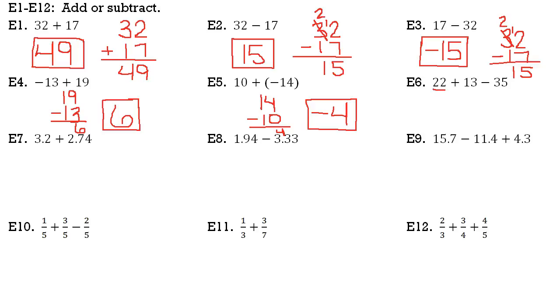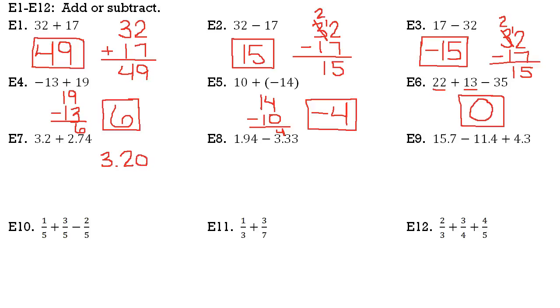Example 6, 22 plus 13. I'm not going to write that one out. We can just add it together. It's 35, and then we take away 35. If you have 35 bucks and you spend 35 bucks, you now have $0. All right. Example number 7.